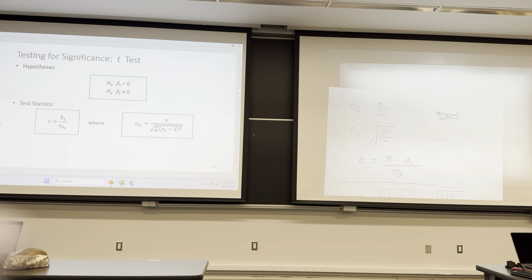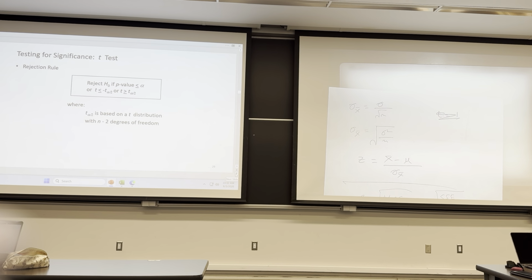So over here, I'm going to solve it. Reject H0 if p-value is less than or equal to alpha, or t value is less than or equal to negative t alpha over 2, or greater than or equal to t alpha over 2. T value is based on the t distribution with n minus 2 degrees of freedom. Two degrees of freedom are what? The number of estimators you have. You have 2 estimates, the intercept and the slope, so that's why you have 2. Or we can say you have 2 variables. In a regression model, if you have 10 variables, this will become n minus 10.